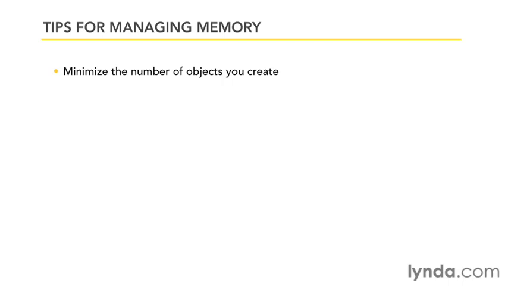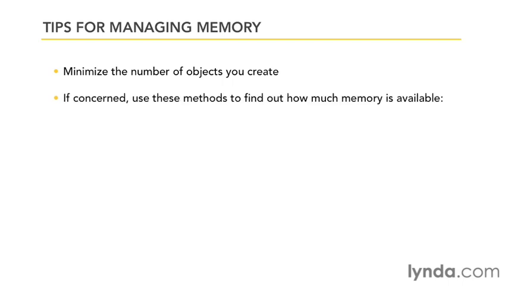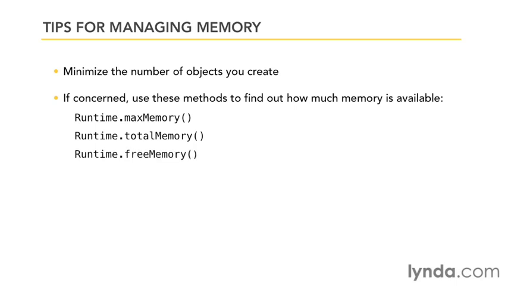As you've seen in many of the examples in this course, there are different ways of architecting Java code, so that you can create a whole bunch of objects, or you can reuse objects that you've already created. In general, it's better to reuse. If you're concerned about memory usage, you can use these methods to find out how much memory is available. Runtime.maxMemory, Runtime.totalMemory, and Runtime.freeMemory. Take a look at the Java docs for these methods to find out what information they're giving you.